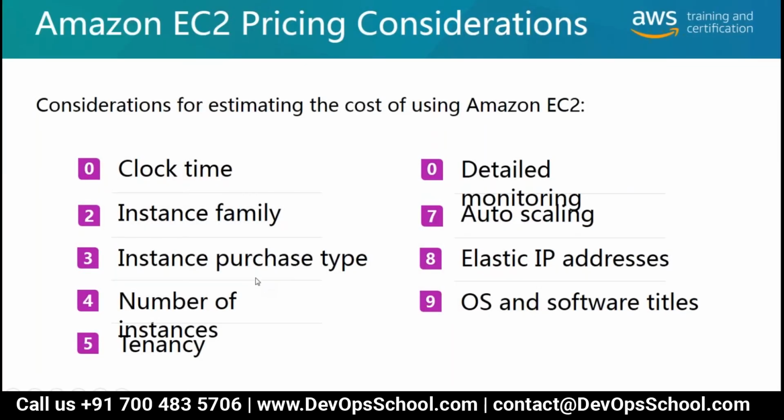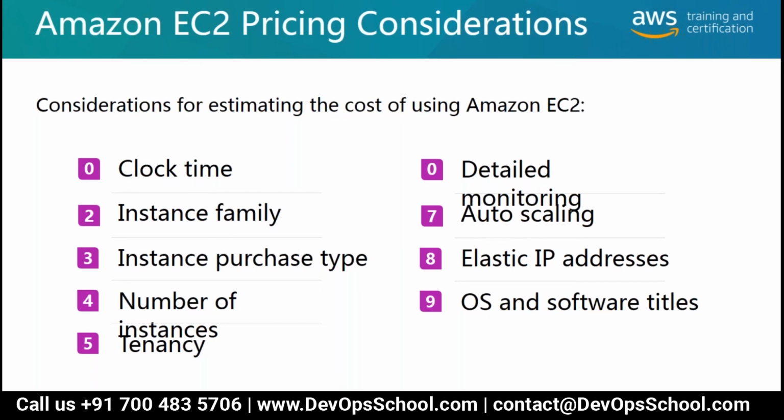So on EC2, let's consider the pricing strategy and pricing considerations. These are the considerations you have to keep in mind when you are estimating the cost of using an EC2 instance. What is the clock time? What is the type of monitoring you want? Which instance type, and which family does it belong to? What is the number of instances? What is the type of tenancy?